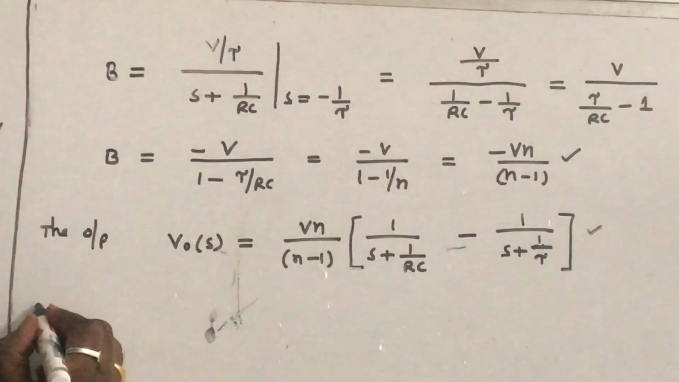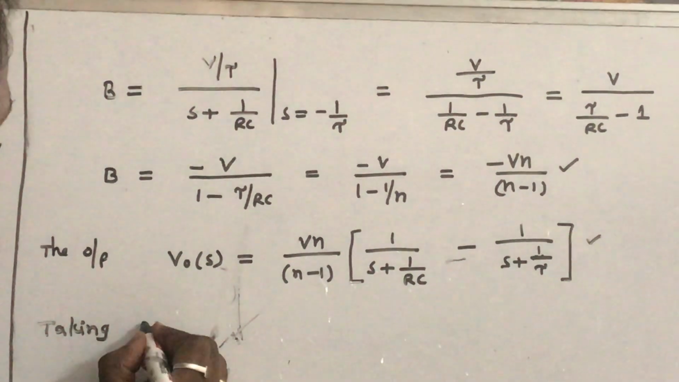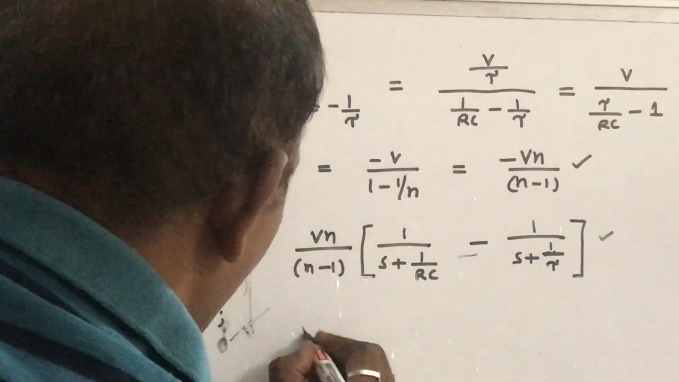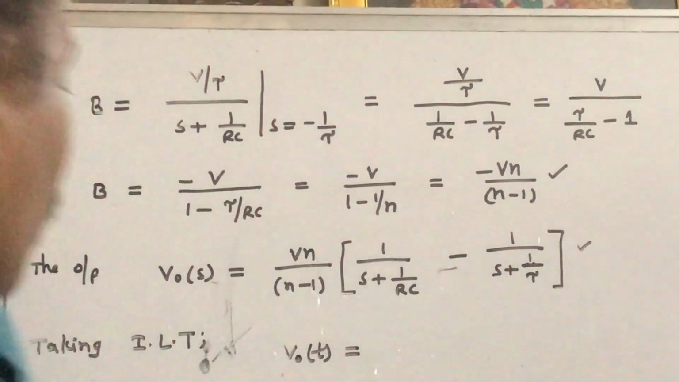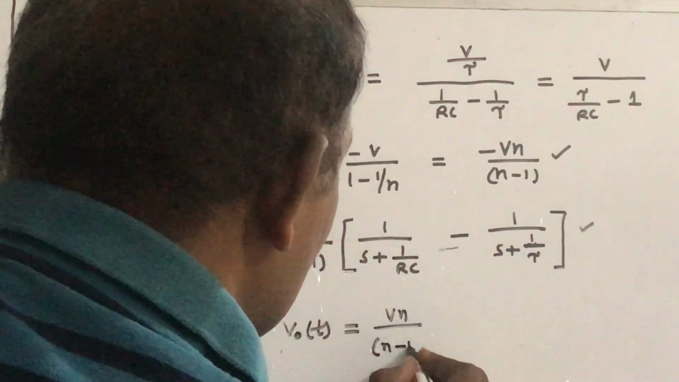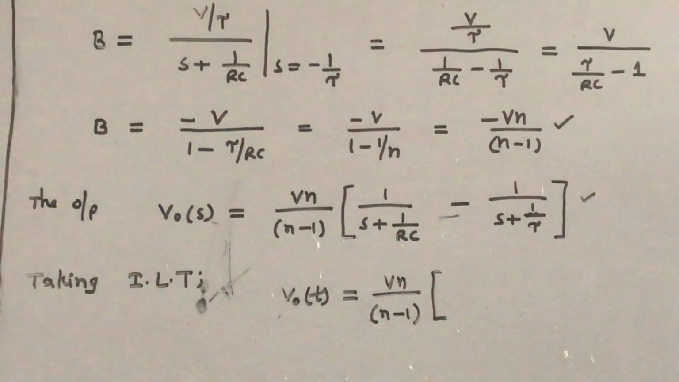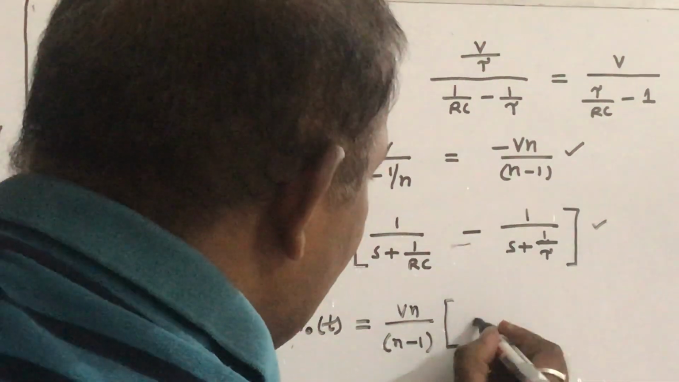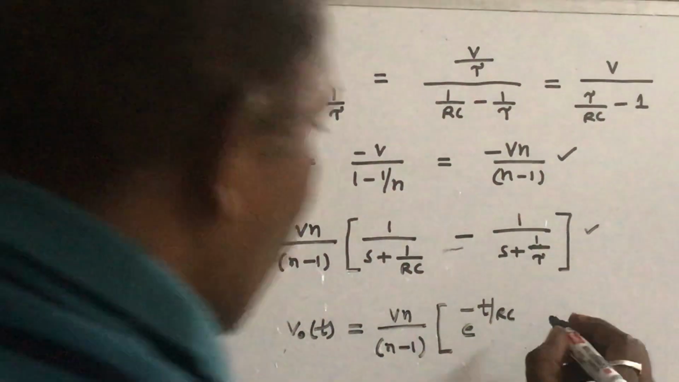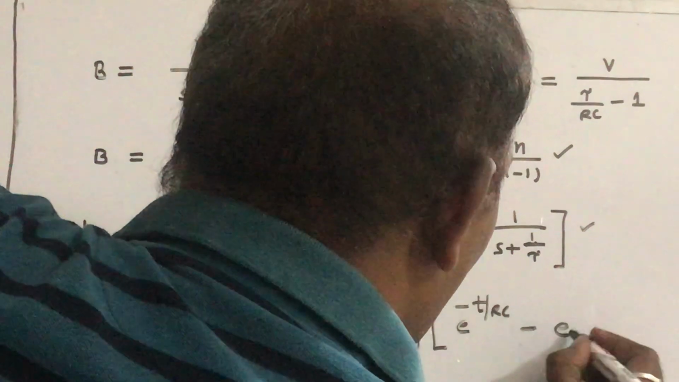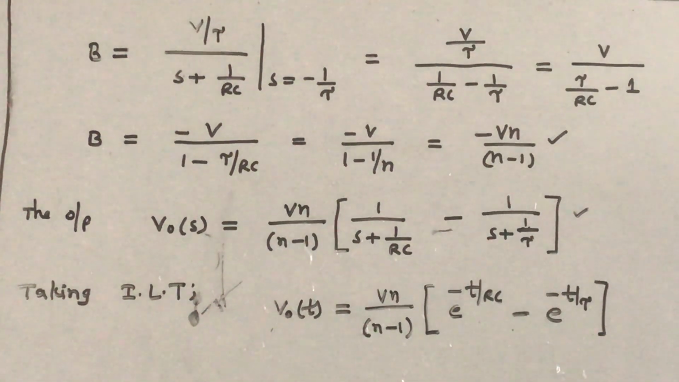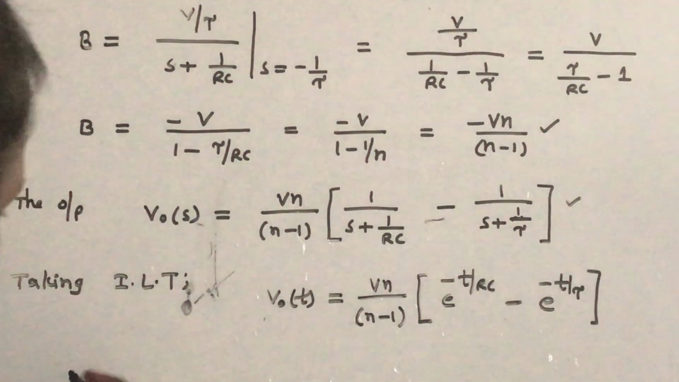Now taking the inverse Laplace transform to find V0 of t, we get it as Vn by n minus 1 into 1 by s plus a format. That means it will become e power minus t by RC, minus, the second term will become e power minus t by tau.